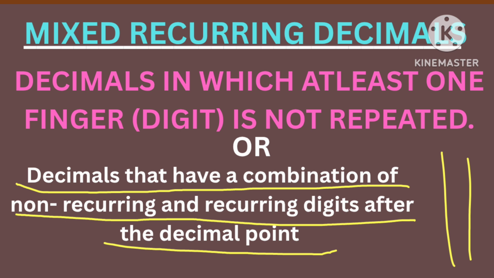Mixed recurring decimals are decimals that have a combination of non-recurring and recurring digits after the decimal point. I think it is clear. Non-recurring and recurring after the decimal point.